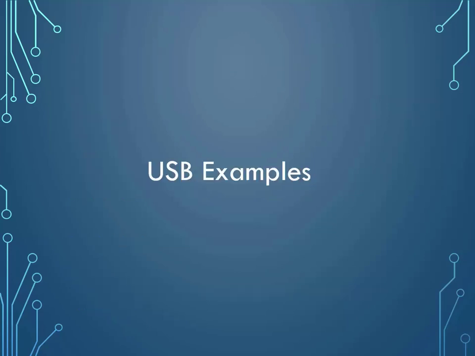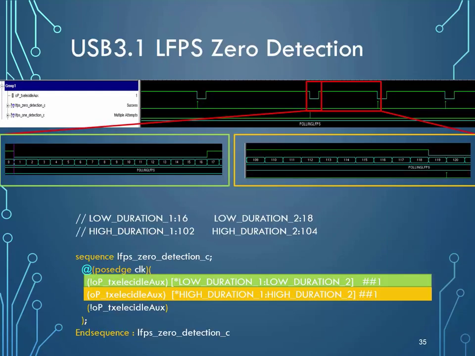And we are going to jump into the USB examples. Some USB examples, well, we have the training in the USB, and let's take, for example, the LFPS, which is one state of the protocol, and it's looking for ones and zeros to do the handshake between the host and our device. So, for example, we would like to detect the zero of one of the states of the USB protocol.